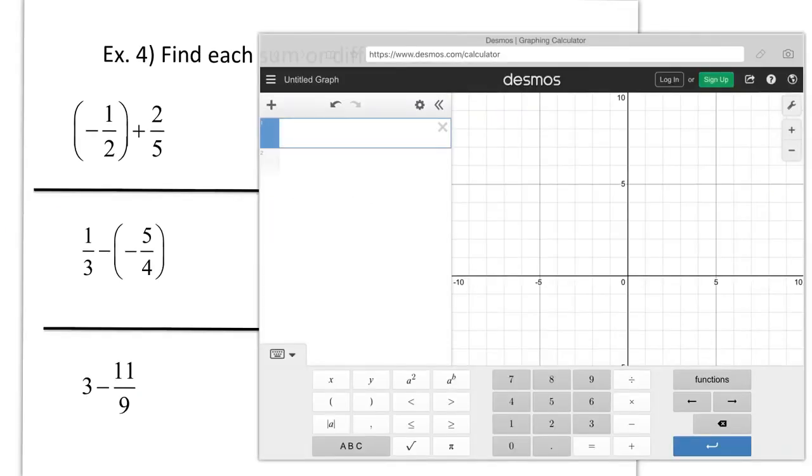For these examples, I'm going to show you how to use a calculator, a scientific calculator online. It's called Desmos. You can see the name up here, desmos.com. That is a free website. You can also download the app to your phone.